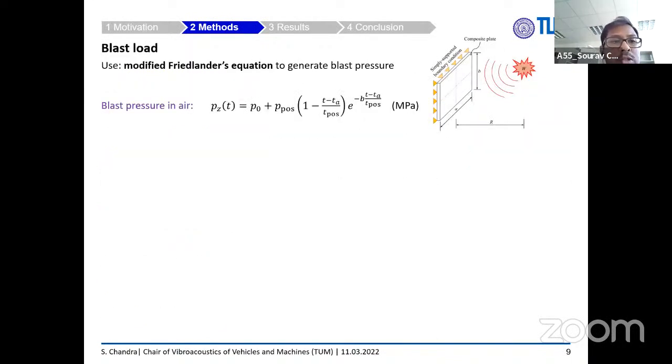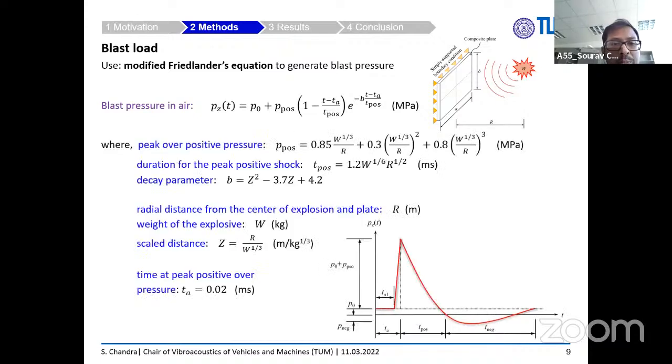For blast loading, we'll use the modified Friedlander equation, which considers the atmospheric pressure. These are the parameters basically: P_so is the peak overpressure value, and the duration of the peak shock is T_o. This is the positive part, and this is the negative part of the response. And R is basically the radial distance from the center of explosion. This is basically the center of the explosion, and this is the composite plate. This distance is called R, the weight of the explosion is W, and the scaled distance is Z. So later on, we'll consider this R and W as parameters to evaluate the failure of the composites.